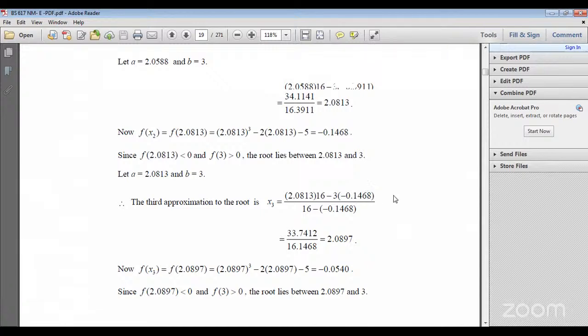Same equation I am multiplying here. So therefore the value is 2.0987. F of x3, I am multiplying the same here, 0.0850.